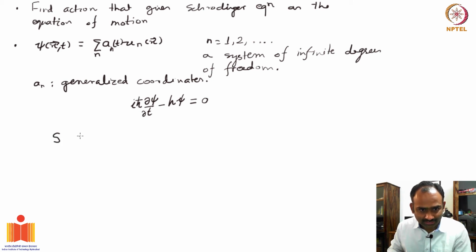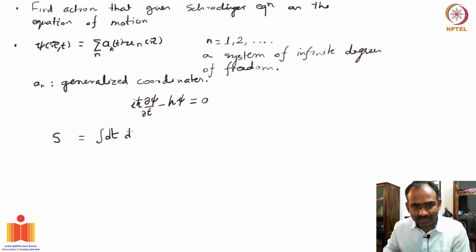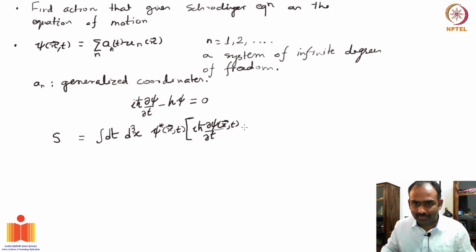I construct S as the integral dt over a Lagrangian. And that Lagrangian I write as the integral d cube x of psi star of x, t, and then I put this entire piece which you have here multiplying psi star, and you will see immediately why I'm doing that. Let me make a square bracket: i h bar del psi over del t, with psi at x, t, minus h hat, where h is the operator. Maybe in the next term I will specify it more, but here it's fine.